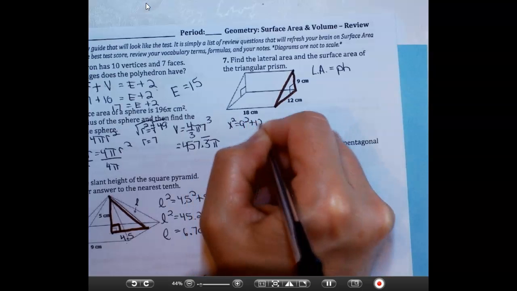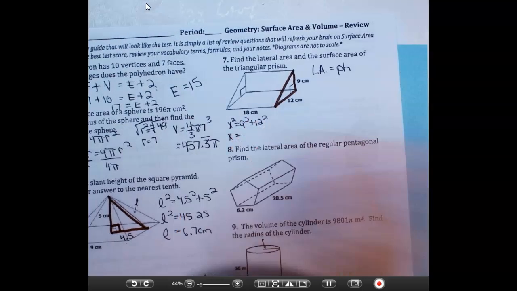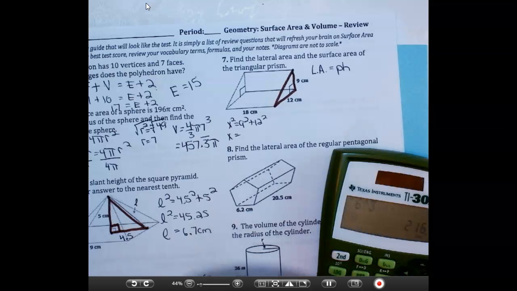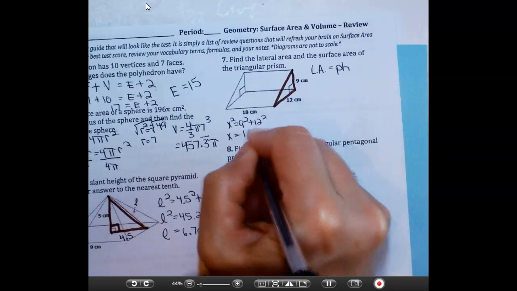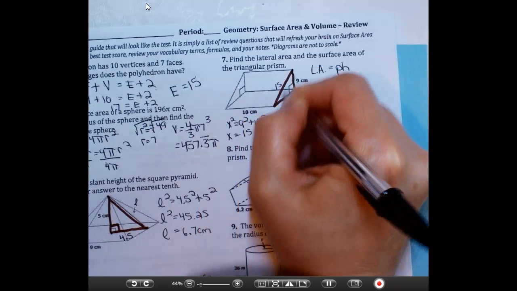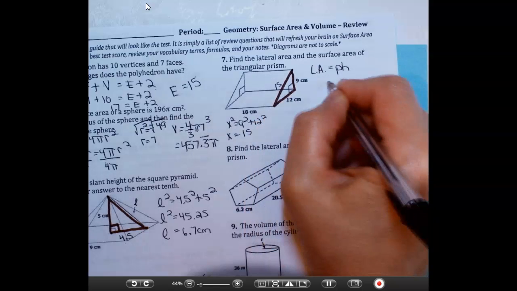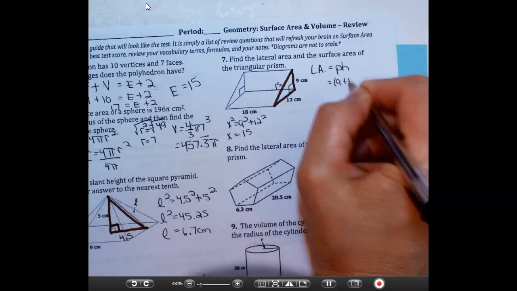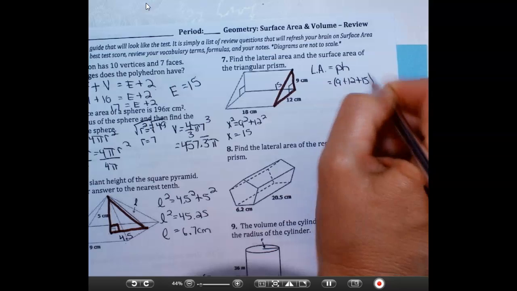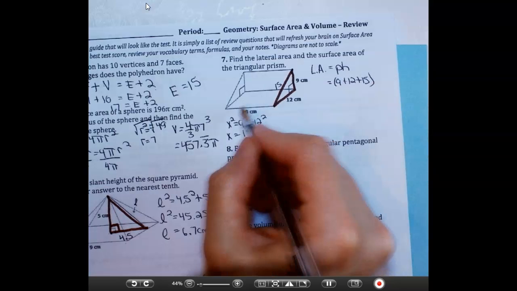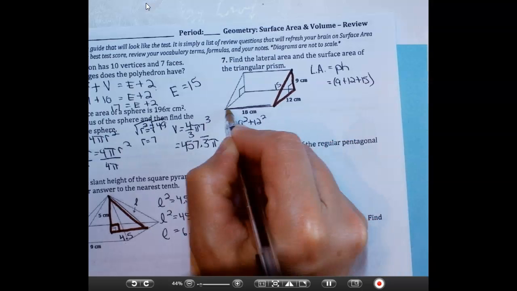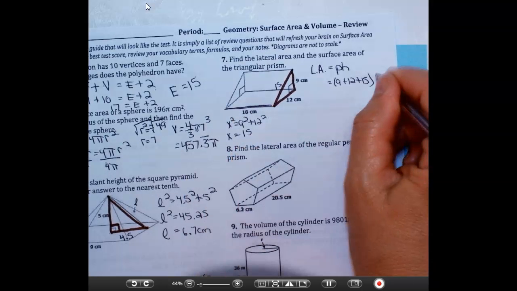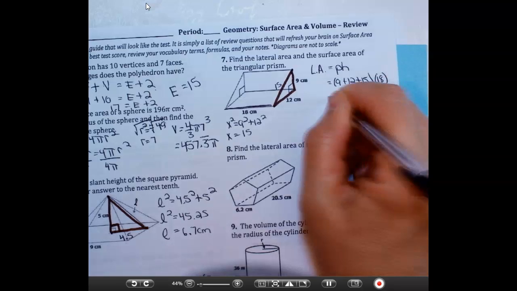So 9 squared plus 12 squared, and then I would need to take the square root. And the square root of 225 is 15. So the perimeter of that triangle is 9 plus 12 plus 15. And the height of the prism is actually the distance from one of the bases to the other when my two bases were the triangles. So I've got 18 in here.